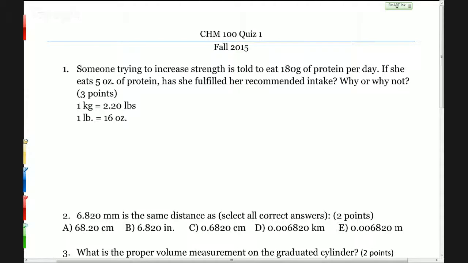Anybody want to see one in particular? Did you go grams? Who went grams to ounces, if you remember? Ounces to grams? So mostly ounces to grams. All right, we'll do it that way.